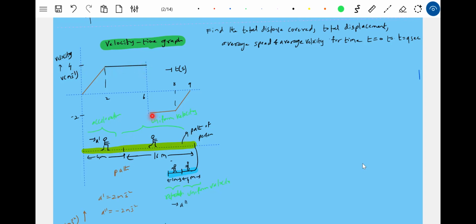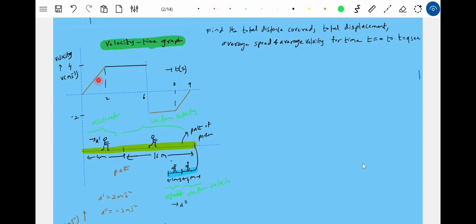After that, it will change the direction of motion because this is negative. There's a positive, there's a negative, so you have to change the direction of motion. Then it will move with 2 meters per second. Then retardation. If speed decreases, it will be retardation. Okay, agreed. Now let's get into the calculation part.